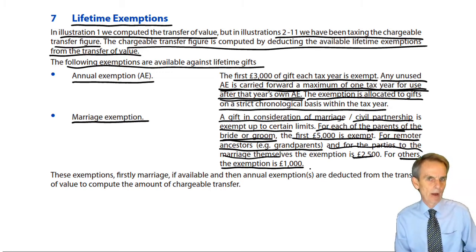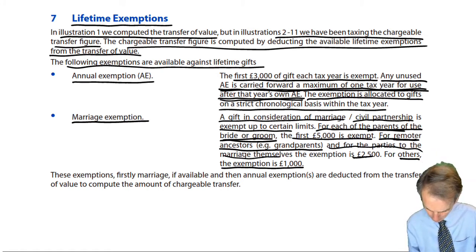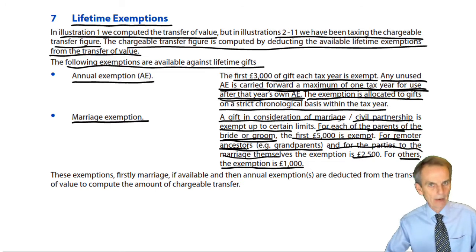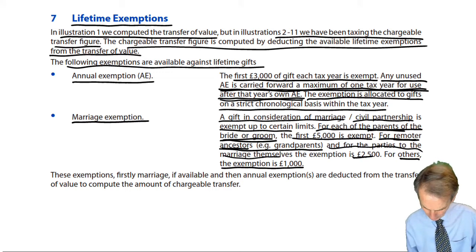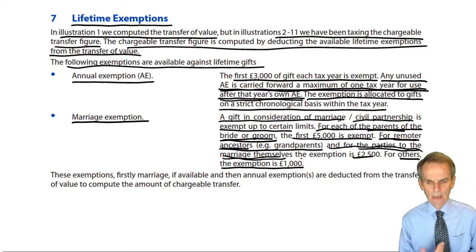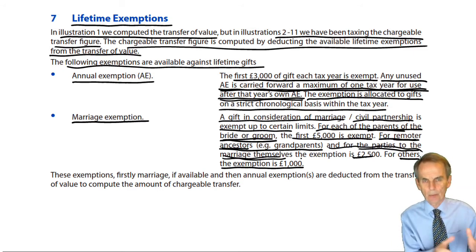When we looked at the £2,500 exemption a moment ago, we said that that was for remoter ancestors other than parents. We are talking, therefore, about the grandparents, the great-grandparents, etc. But we also said, and for the parties to the marriage themselves. So you might be thinking, hang on a minute, transfers between spouses or civil partners are exempt anyway, so what's this? But remember, this transfer is prior to or on the occasion of their marriage. So it's before they're married, before they are civil partners.